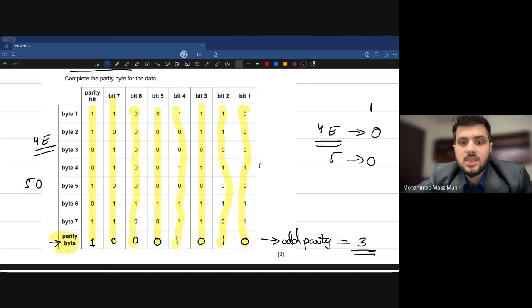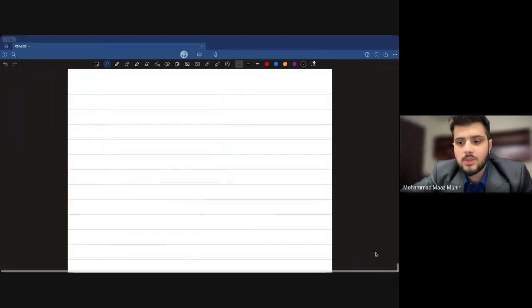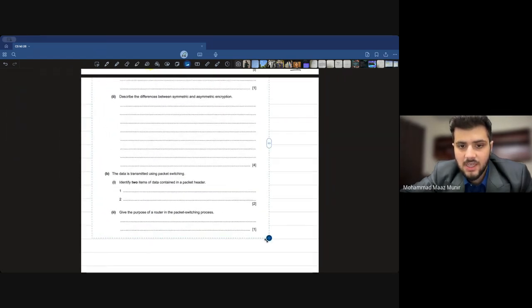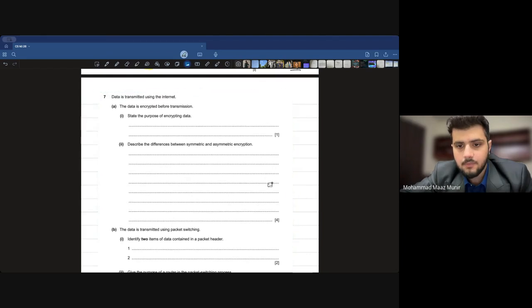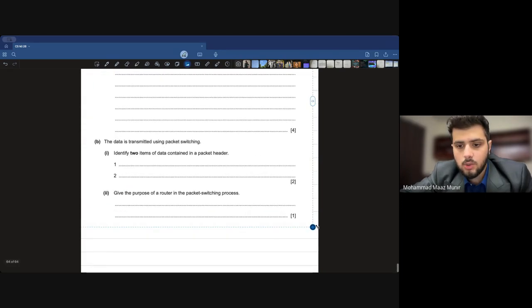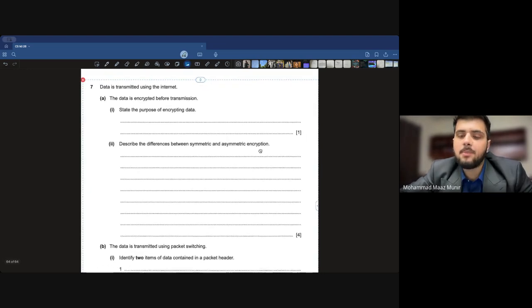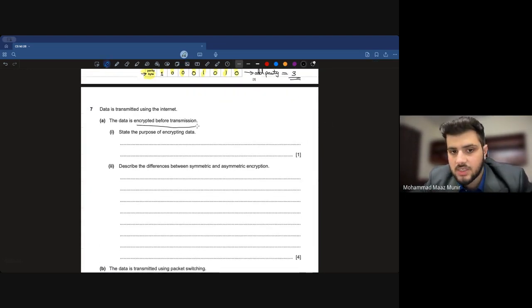The next question is from chapter number 2 again. This is a pretty good question because it's going to be testing multiple concepts. It starts off with encryption and will slowly move towards data transmission, which we studied in the first place. Let me just enlarge it a bit so that you can clearly see it. All right, so we have this up here, and now let's do it. Again, from February March 2024. This question says that the data is encrypted before transmission.